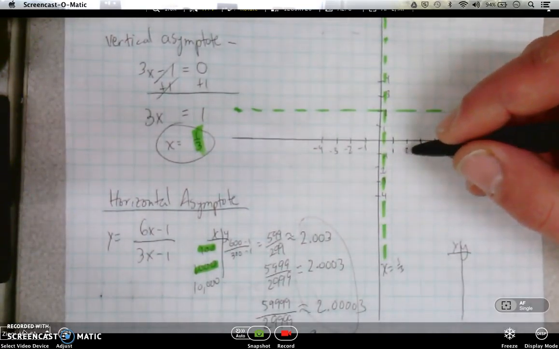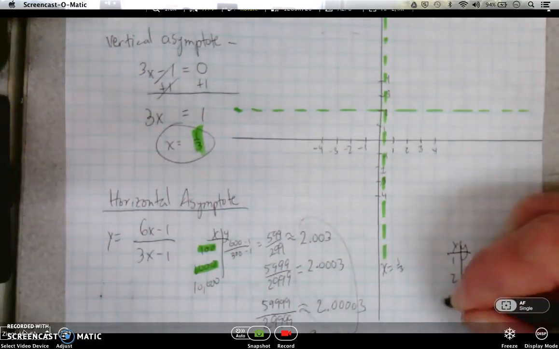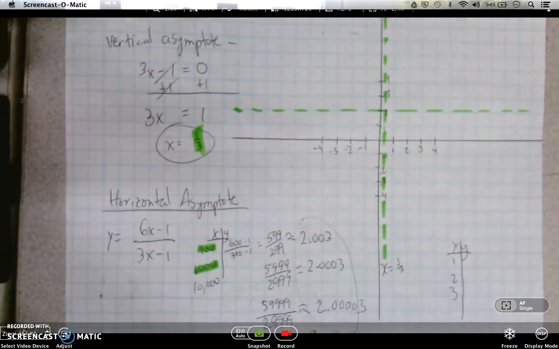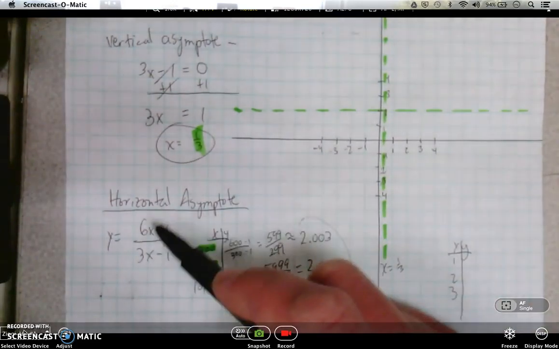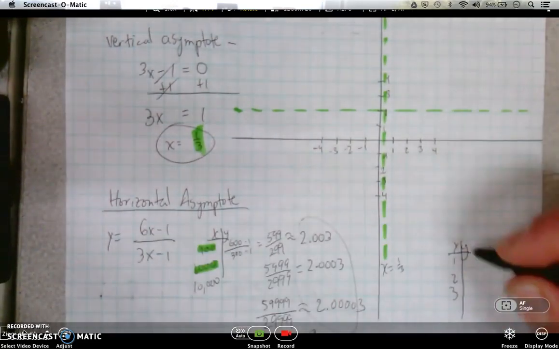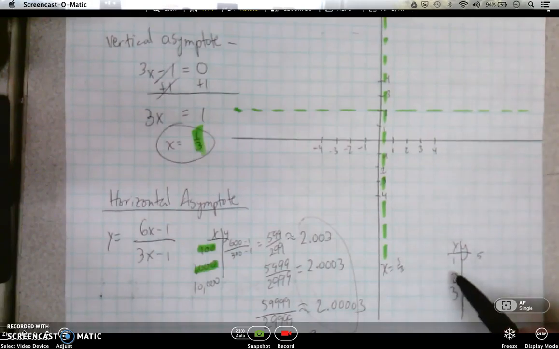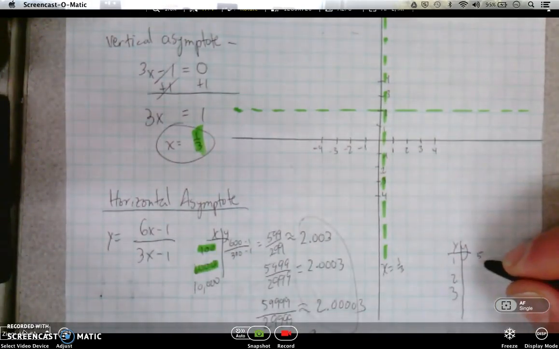So this section is like the 1, 2, 3, 4. So let's just try 2 or 3 of the points. Okay. We're going to plug them back into our original equation. If we plug 1 into our original equation, we'll get 6 minus 1, which is 5. Plug 1 into the bottom part, we'll get 3 minus 1, which is 2. And that's 2.5.